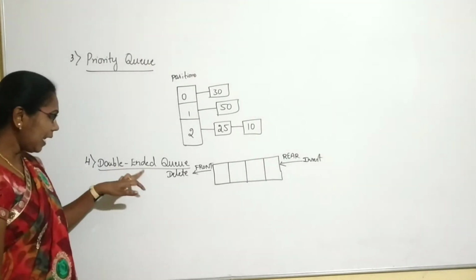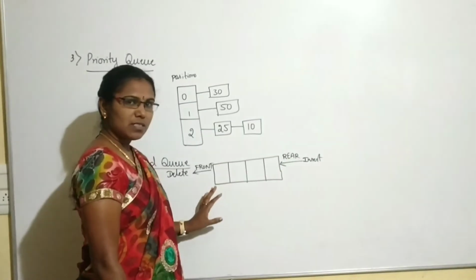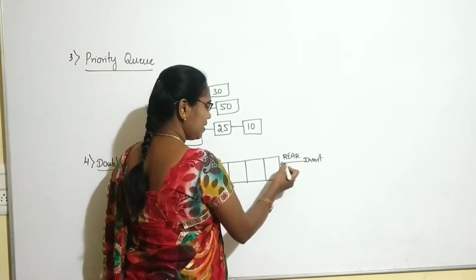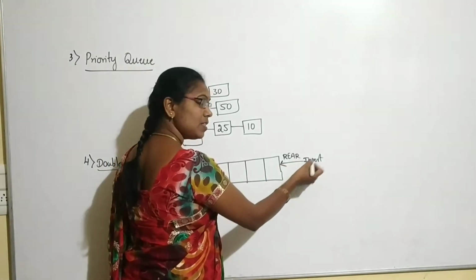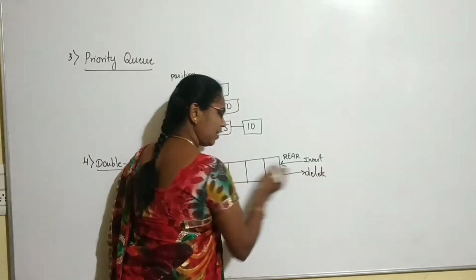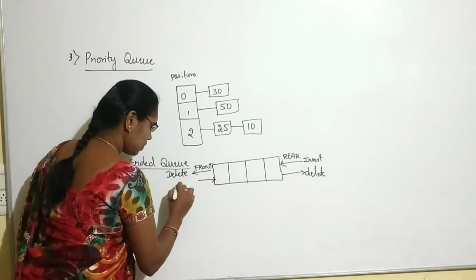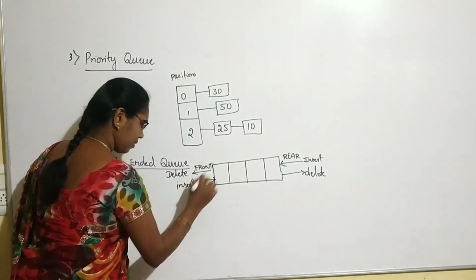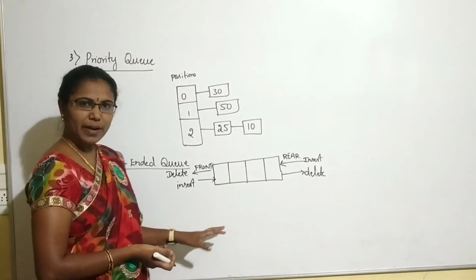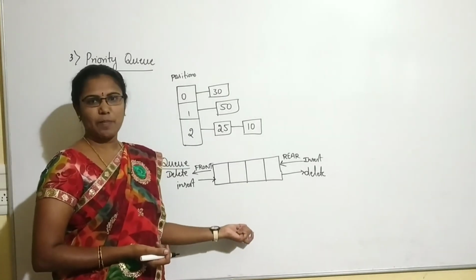Here the double-ended queue represents that at both ends we can perform both operations. Means the rear end, generally used to insert elements, can also be used to remove elements. The front end, generally used to remove elements, can now also be used to insert elements. See here, double-ended queue means the queue has two ends. The two ends can be used to perform insertion and deletion operations.